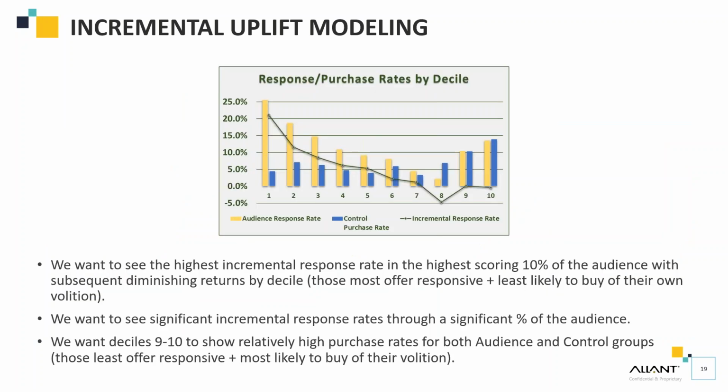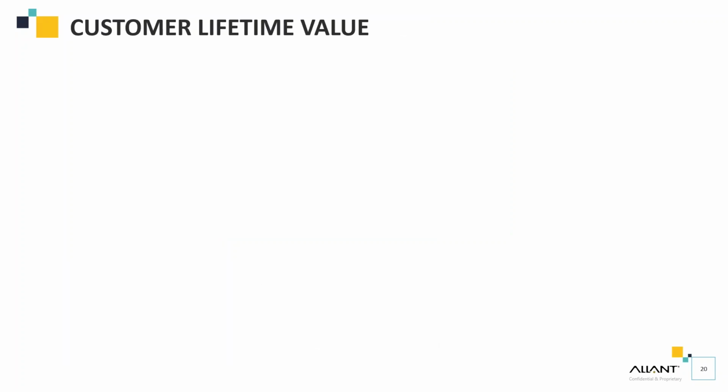All right, so I'm going to show that visually here in a little bit of a different way. We want to see the highest incremental response in the highest scoring 10% or 20% of the audience. So you can see the yellow bar is the audience response, the blue is the control response. The delta between the audience and the control is that incremental response rate that you're looking for. And you can see as you go down the scored audience to the bottom, sometimes you even get negative incremental response, right? Because now these are the people who are least offer responsive and also most likely to buy of their own volition. All right, hope that makes sense.